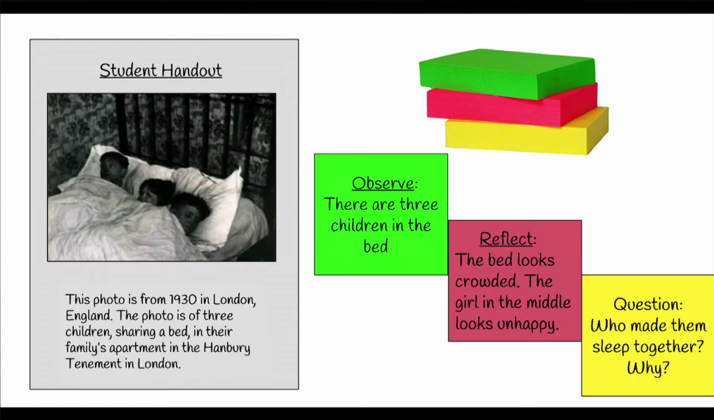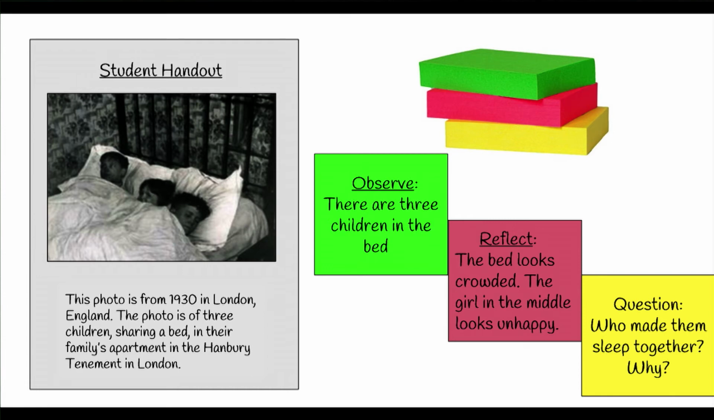So each student has their artifact, they have their student handout, and they've got a small description of the context the artifact is from. Then they're going to get some Post-it notes, three different colors. One's going to be a green one where I ask them to make an observation. One is going to be pink for a reflection, and one is going to be yellow for a question. So each student is going to write an observation, a reflection, and a question about their particular artifact.